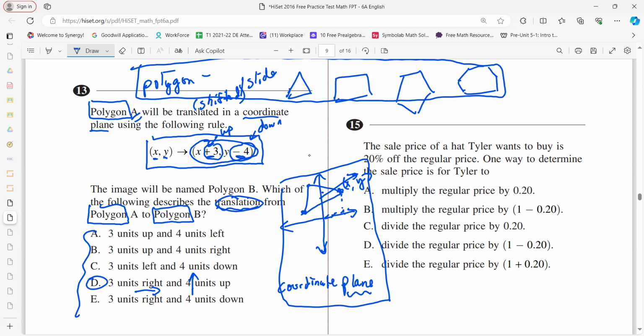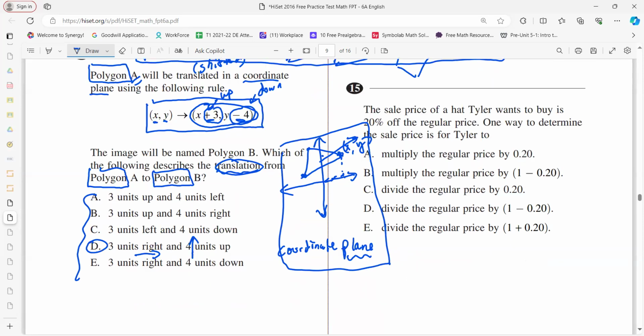Very good. So that one's really not so bad. Once you know what exactly they're saying, it literally is like a translation. This is like its own geometry language that just says every point is going to be shifted to the right 3 and down 4. So we're just moving that shape over and down. That makes sense?